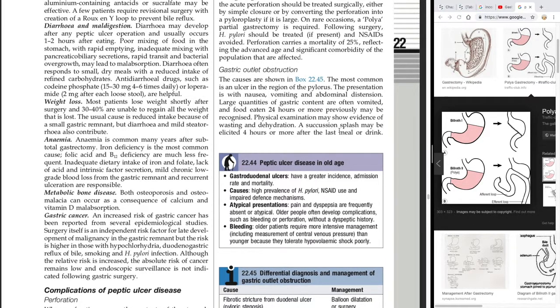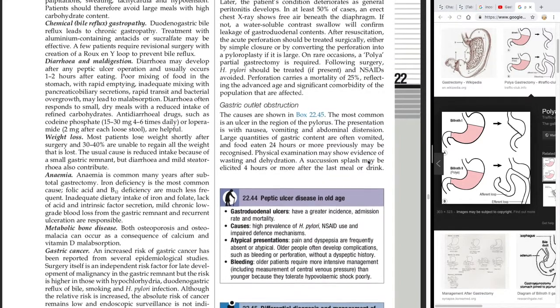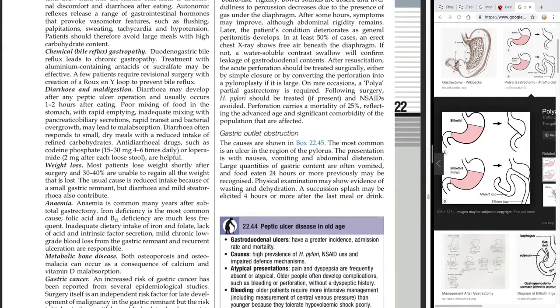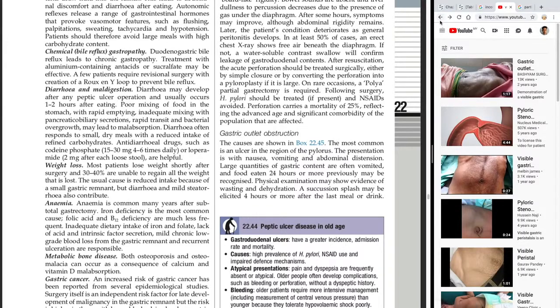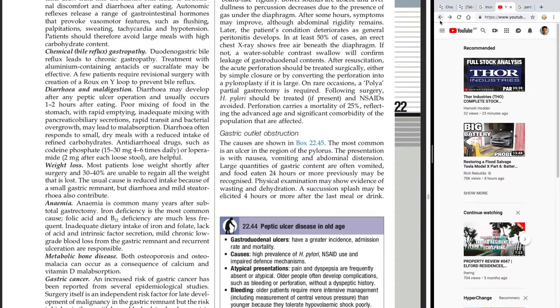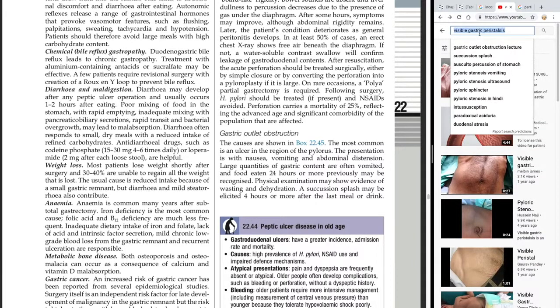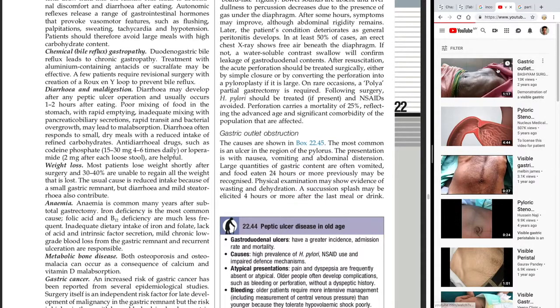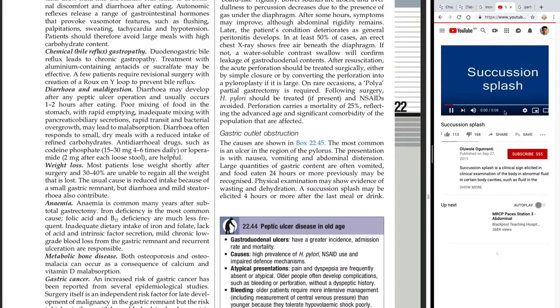A succussion splash may be elicited 4 hours or more after the last meal or drink. It's called a succussion splash. Let's look at succussion splash. So this is how you do a succussion splash.